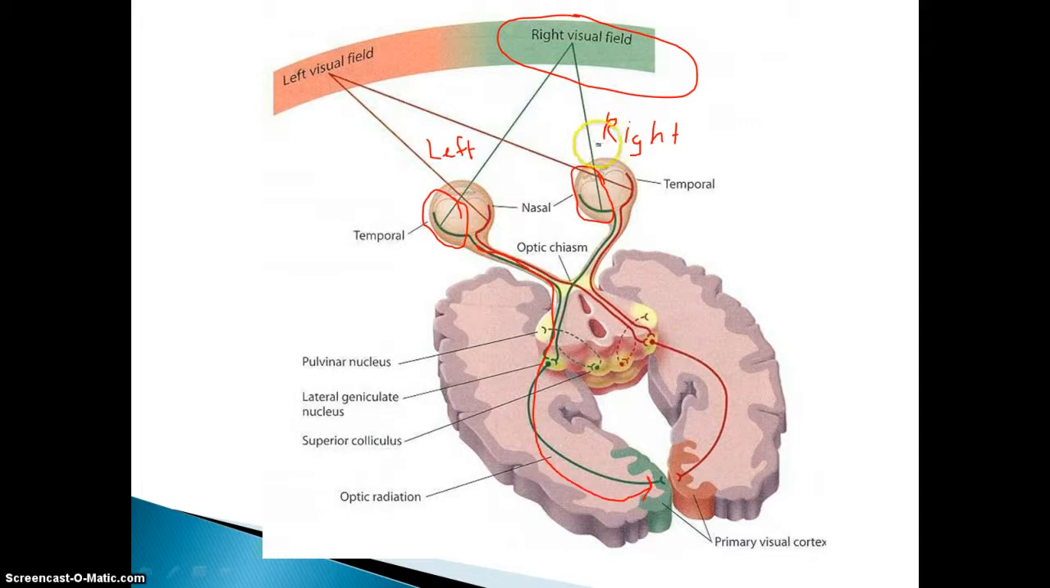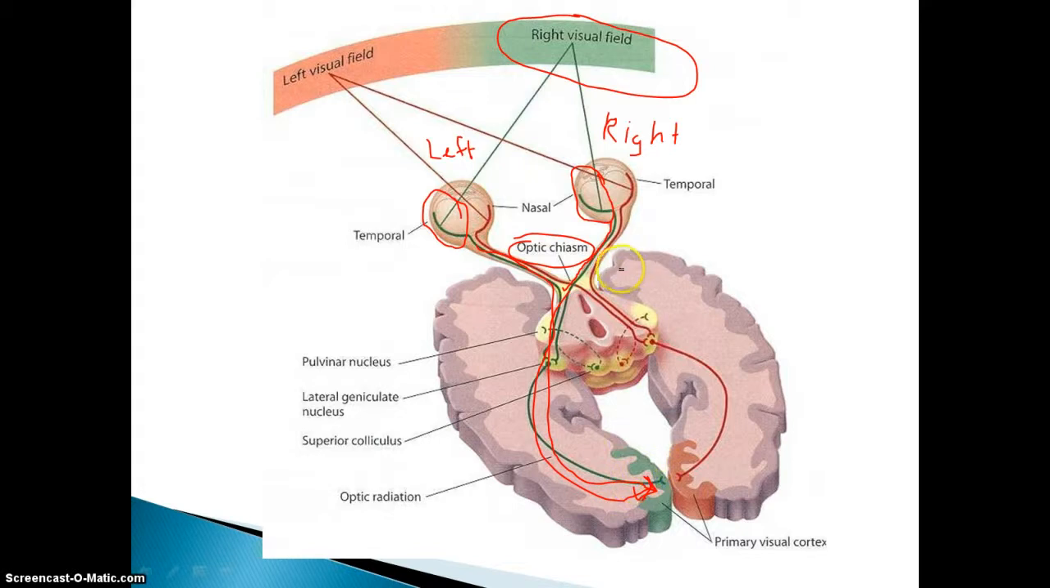Now, the opposite happens in your right eye. Your right eye is going to handle things from your right field of vision, but the left side, or the nasal side of your right eye, is going to be the one processing the image. So things are going to travel down, and they're going to have to cross over at the optic chiasm, and they are going to then be processed by your left visual cortex. That's the left side of your brain.